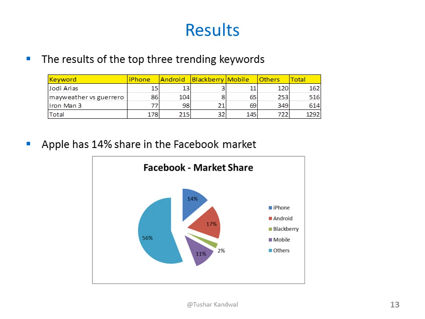So based on this, it is very representative information. We see that the user share of iPhone versus Android is pretty close. iPhone has 178 out of the 1,292 total status updates, and Android has 215 out of the 1,292. To put this in perspective, Apple has 14% of the market share in the Facebook market, and they follow the Android market share of 17%. Even at this point in time, 56% of the users are actually logged in from computers.